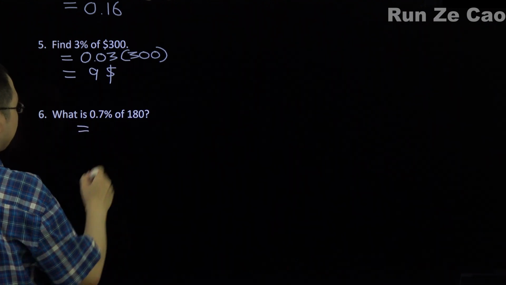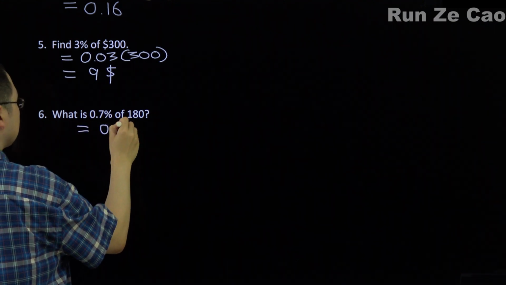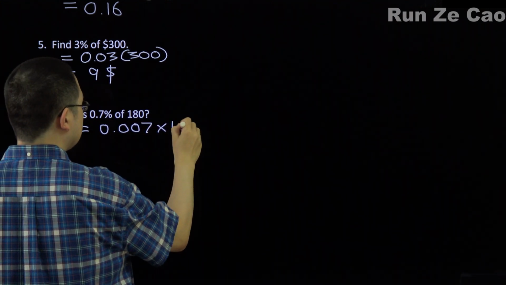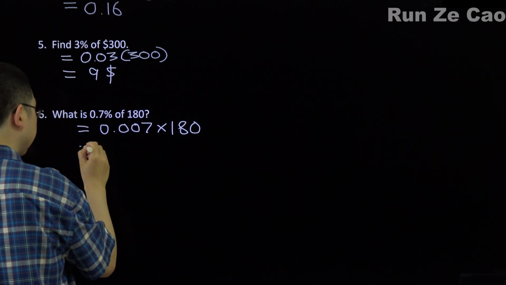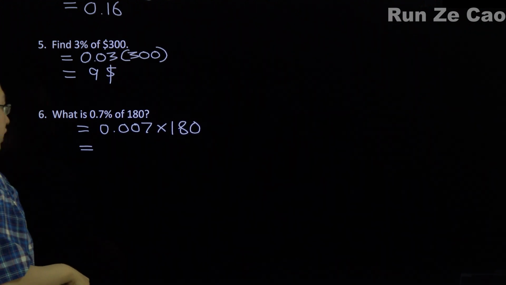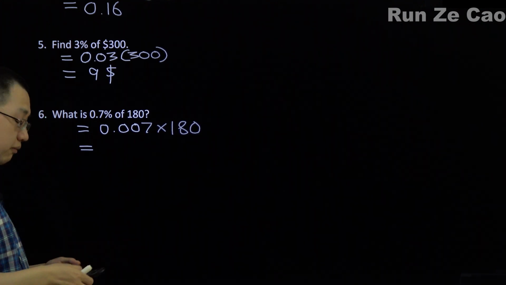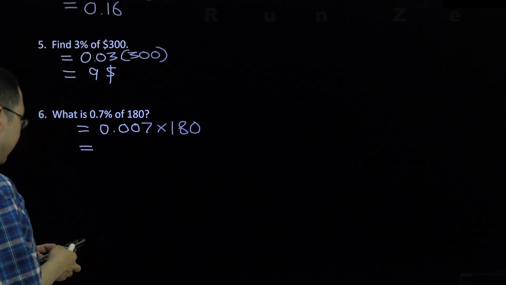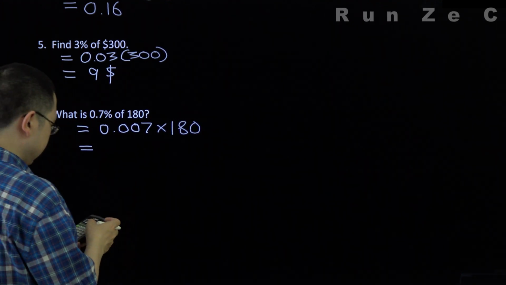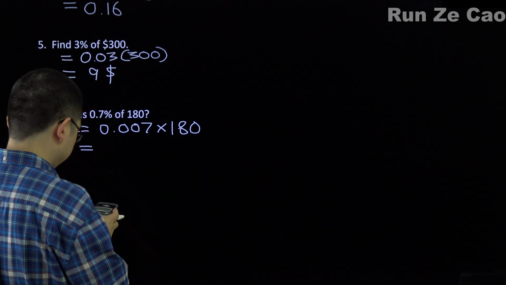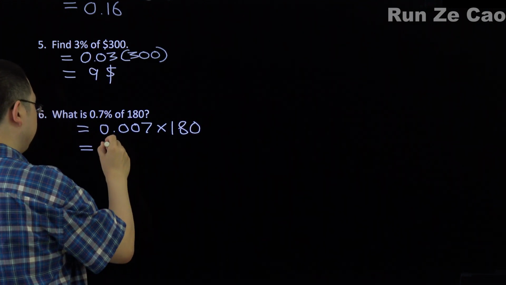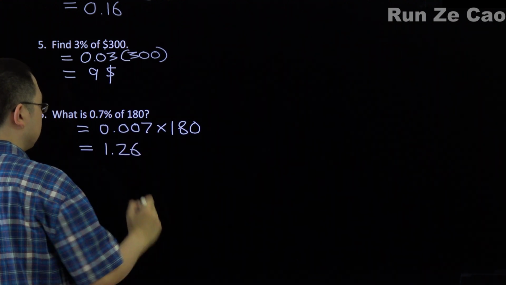What is 0.7% of 180? Well, that's 0.007 times 180. Everyone is perfectly welcome to do this stuff by mental math if they like, or by hand, but I'm gonna save myself a bit of time. 0.007 times 180, 1.26.